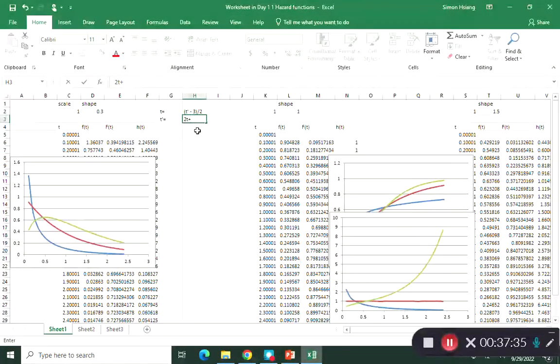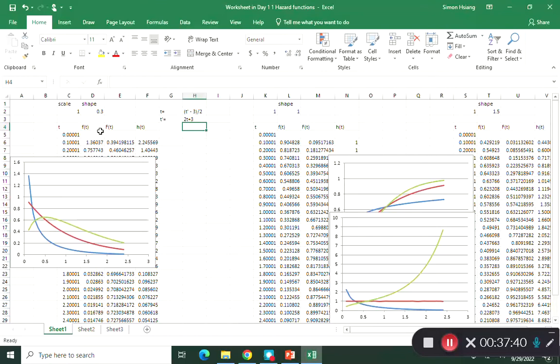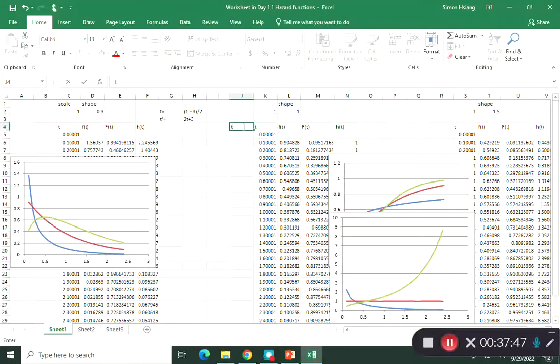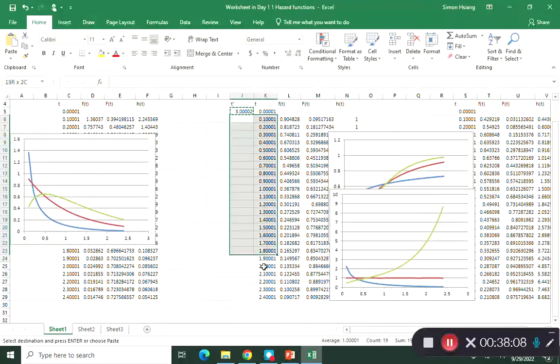2t plus 3. Agree? So if my t prime is 2t plus 3, that means my t should look like this. So I can have some observation and say, hey, I have something called t prime. And this t prime is equal to 2 times t plus 3.